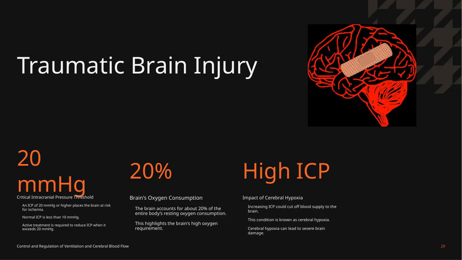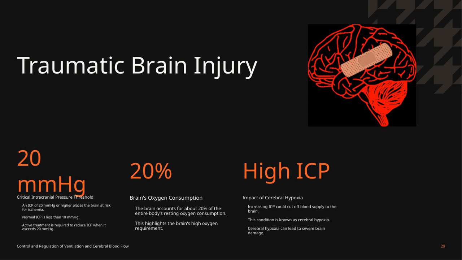Let's talk about how control and regulation of ventilation and cerebral blood flow are critical, especially in the context of traumatic brain injury. When someone has a high intracranial pressure, or ICP, it can significantly impact brain health. One of the key concerns is cerebral hypoxia, which occurs when increasing ICP starts to cut off blood supply to the brain. This lack of oxygen can cause severe and often irreversible brain damage if not managed promptly.